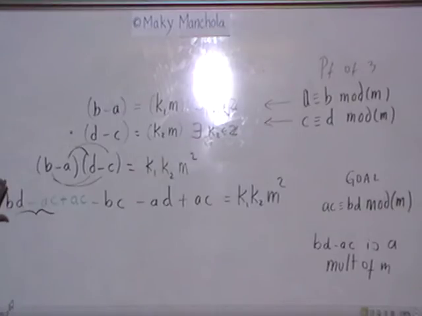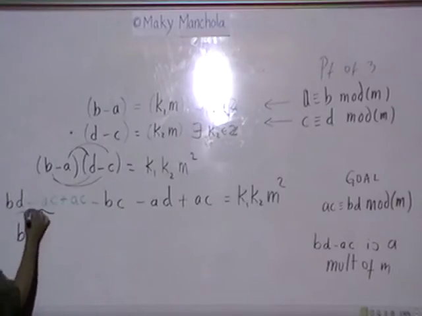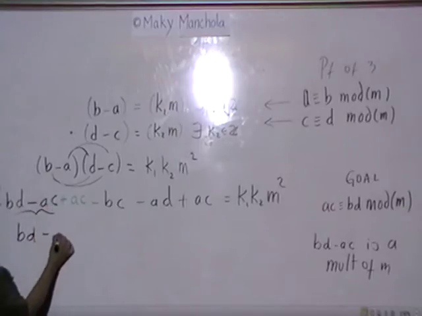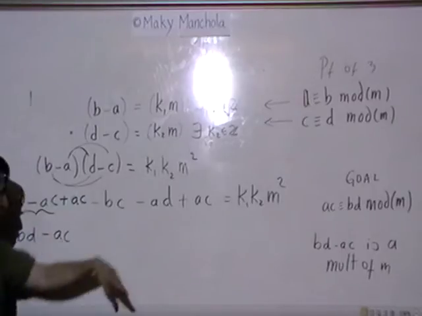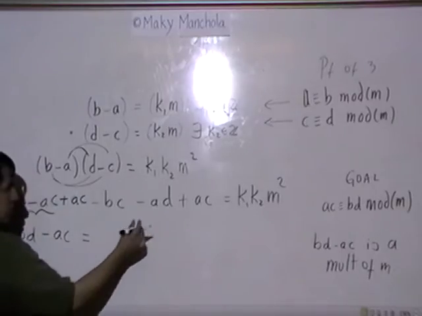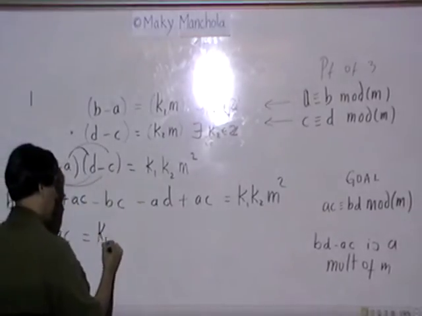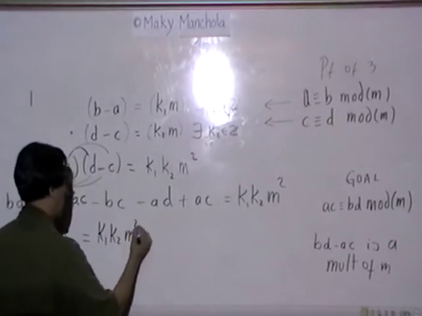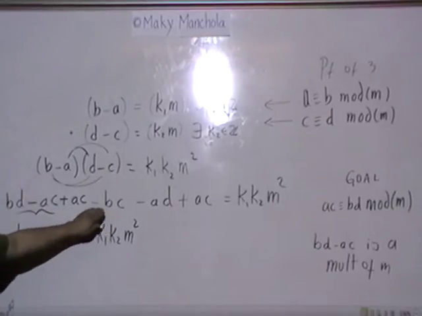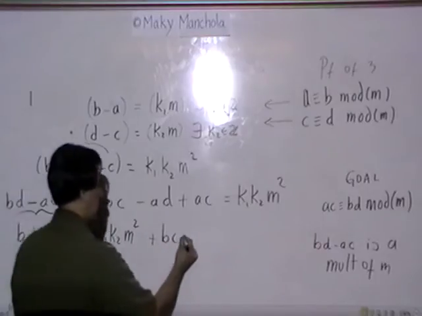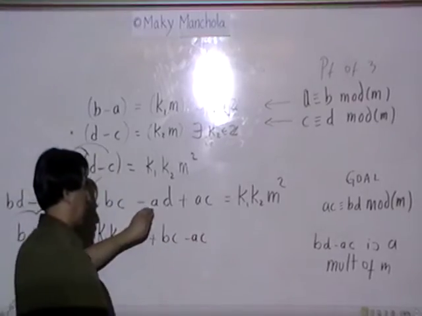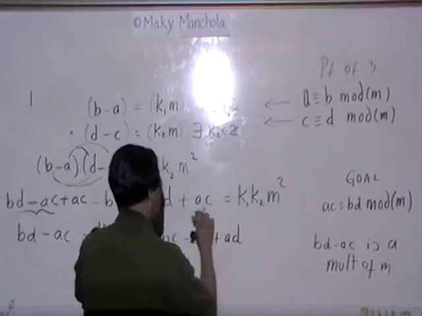You want to see what bd minus ac turns out to be. Is it going to be a multiple of m? Well, let's see. Let's solve for it. So you have bd minus ac. Now, send everything else to the other side. So on the other side you have k1 k2 m squared. Now when you move this to the other side, you're going to get plus bc minus ac, and you're going to get plus ad minus ac.